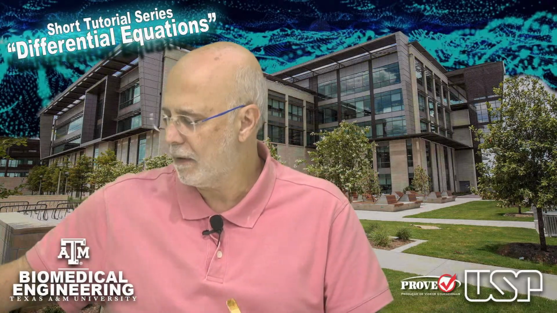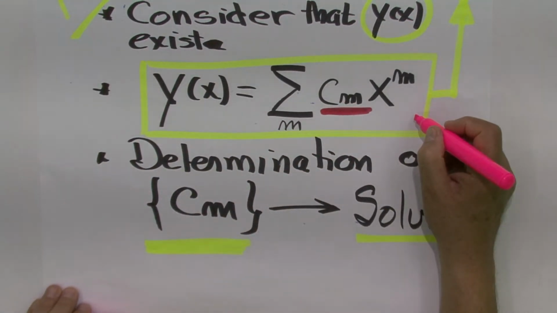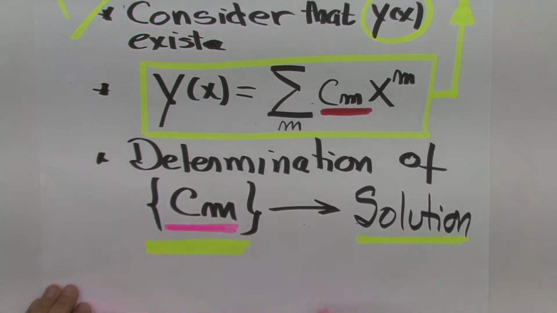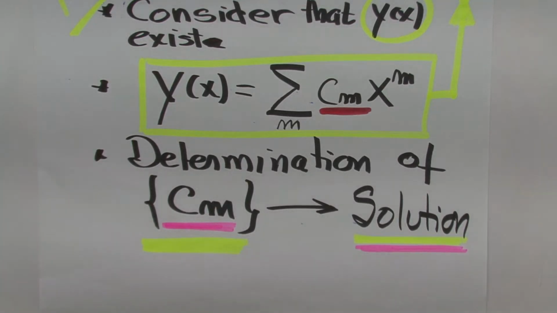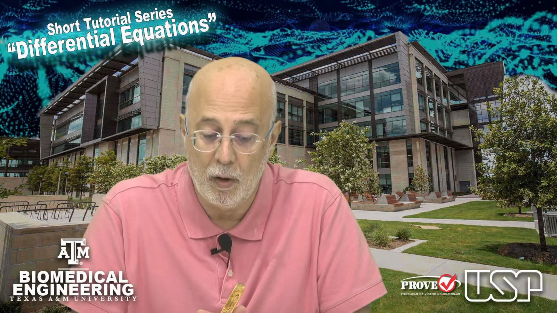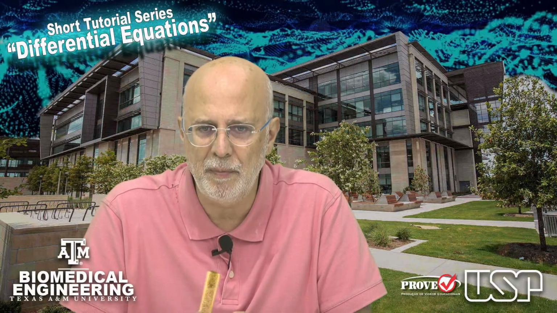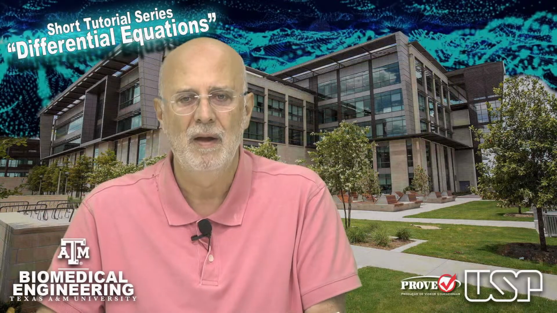Okay? But what you've got to understand here is that if we express the function that way, when we determine the collection of coefficients, we are determining the solution of the equation. And this is the essential point of solving differential equations using power series. Of course, now instead of being worried about the function, we are worried about the coefficients. That's the only thing that changes, right?